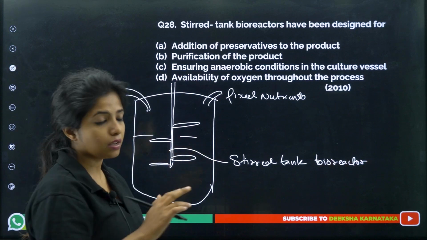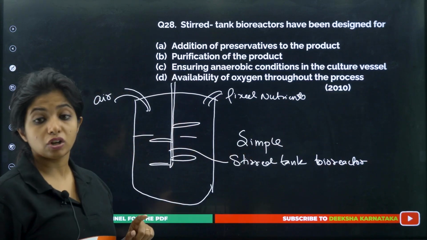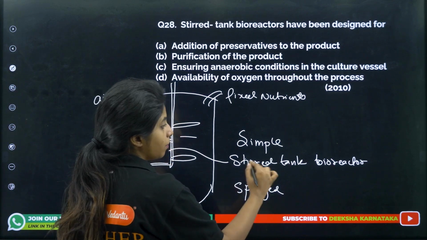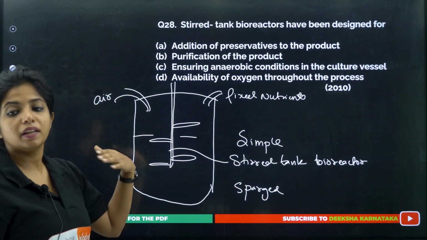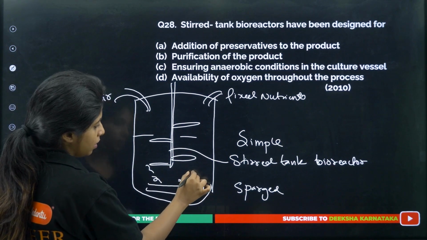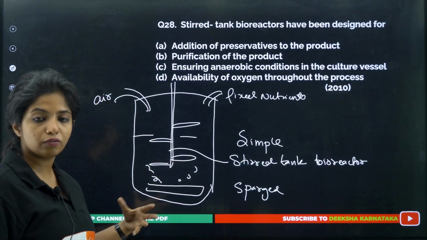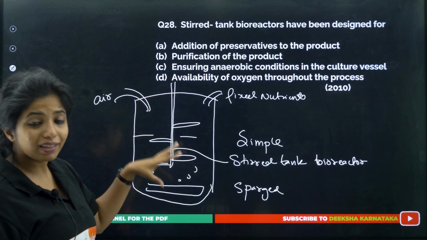There are 2 types of stirred tank. One is simple, which I have drawn over here. One more that is sparged. What do you call it? Sparged stirred tank bioreactors. They are also mixing the air properly, but in the case of sparged, the air comes from air bubbles like this, which helps in good mixing. So sparged is better because the air comes in the form of air bubbles, and it will gradually mix really well. So anyways, why do we need a stirred reactor?